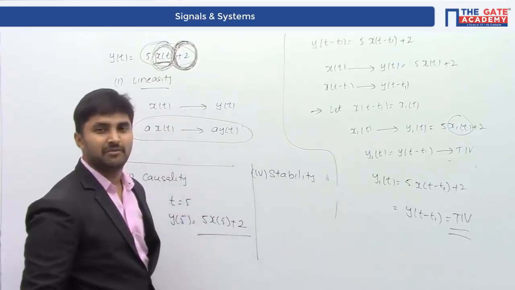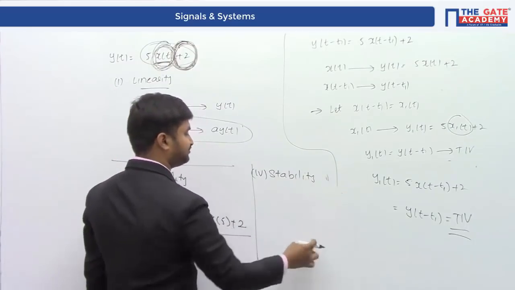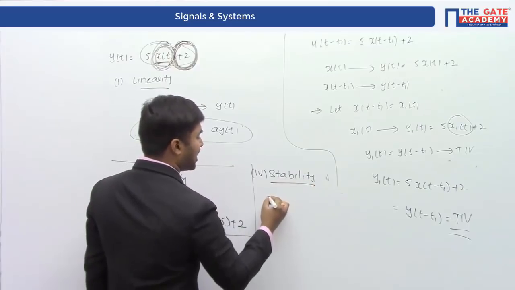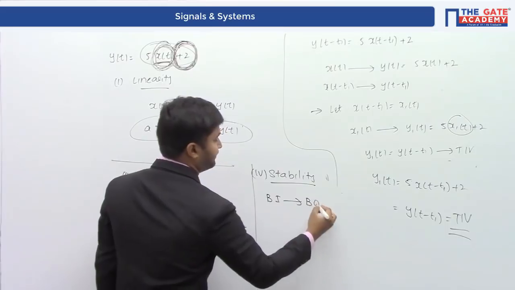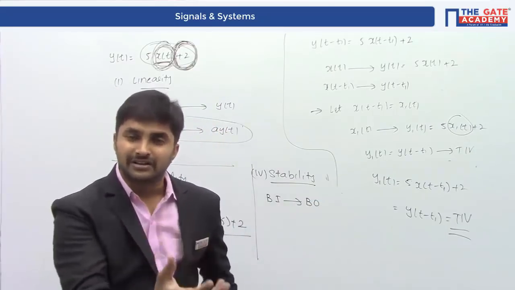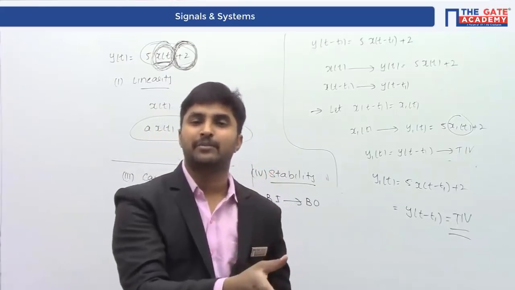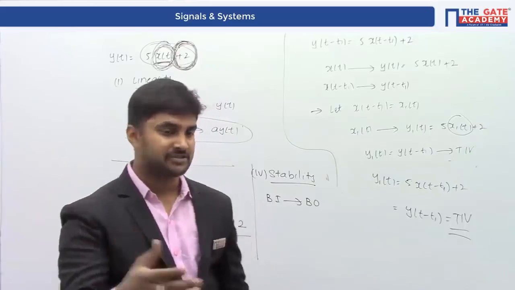The stability of the system is checked by considering that for every bounded input, the output is going to be bounded. For every bounded input. It is not that if you have 10 inputs, 9 of them are bounded, and you check that the output is going to be bounded in nature. I'll explain this once again.